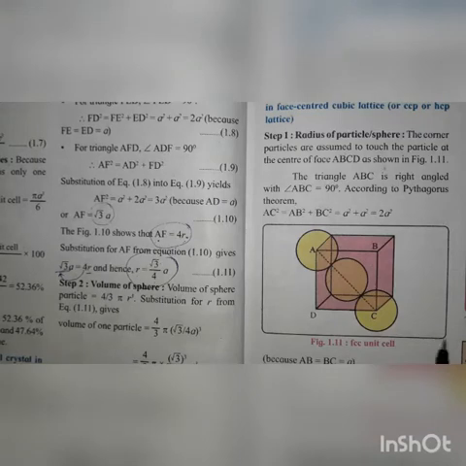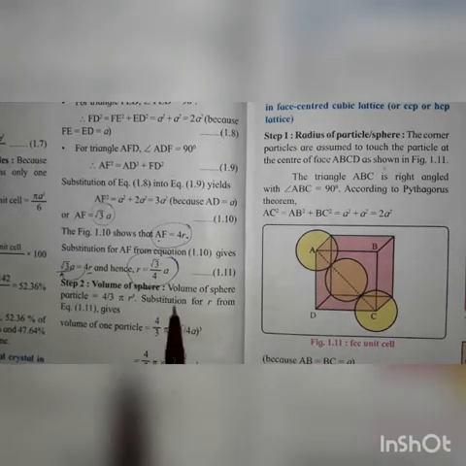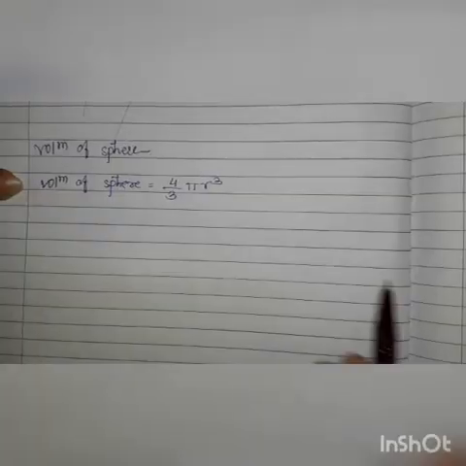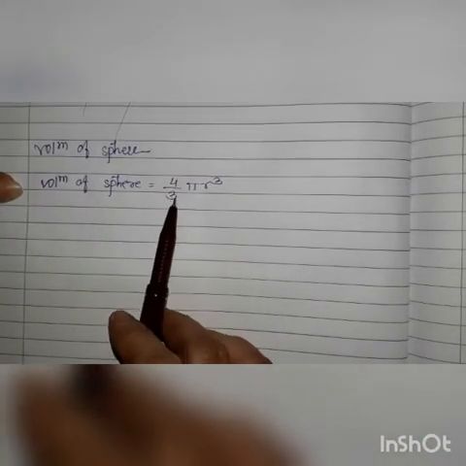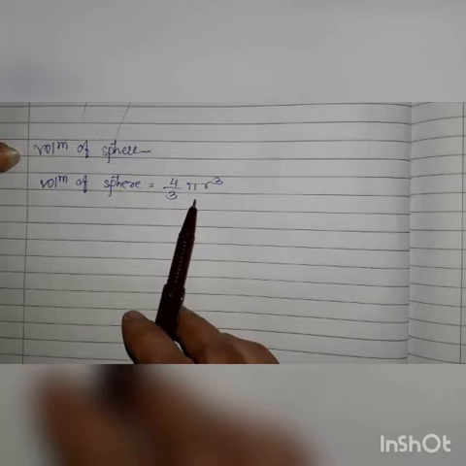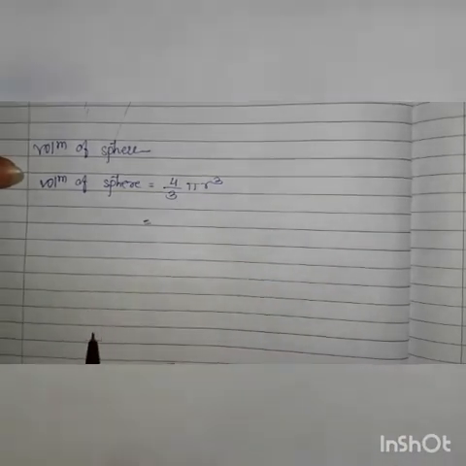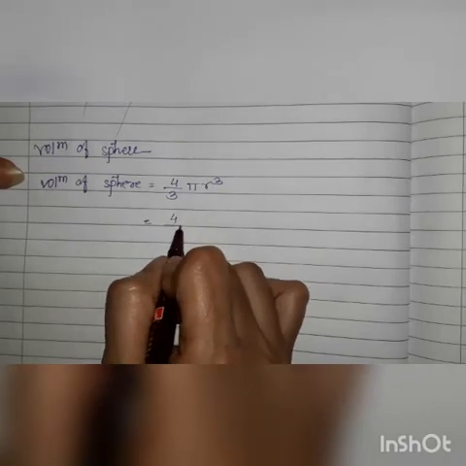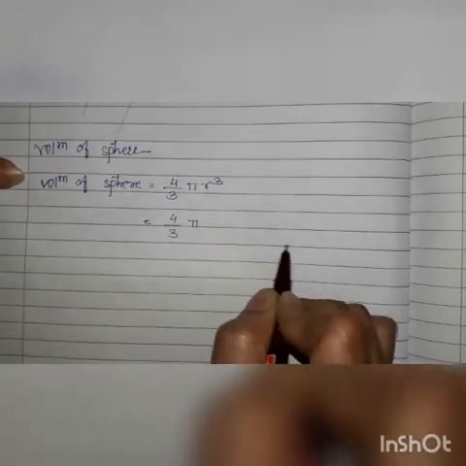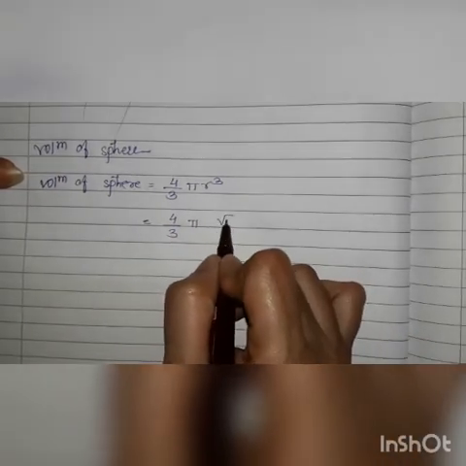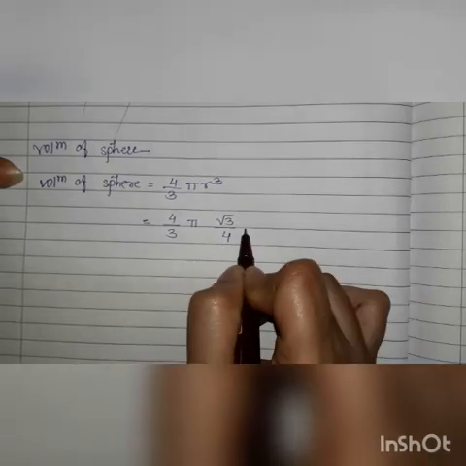Okay, now next step is finding volume of sphere. So let us find the volume of sphere. Volume of sphere is equal to 4 upon 3 pi r cube. We have found the value of r. What is the value of r? 4 upon 3 pi. The value of r we have got is root 3 upon 4 a.